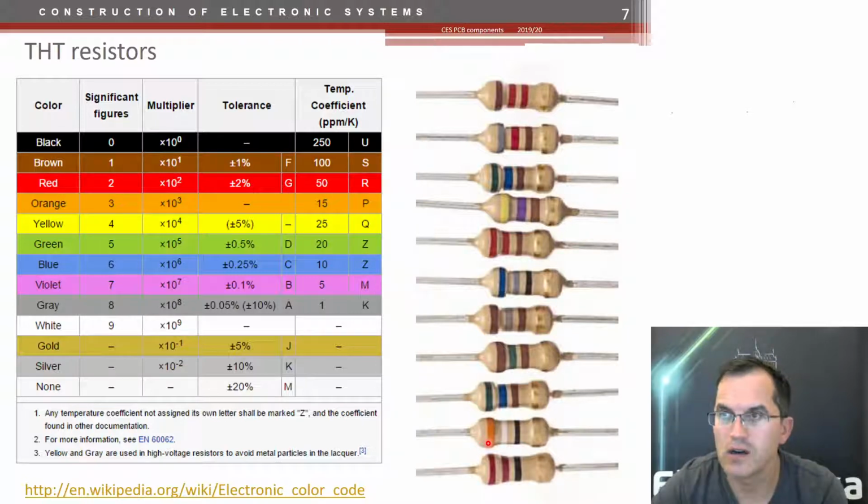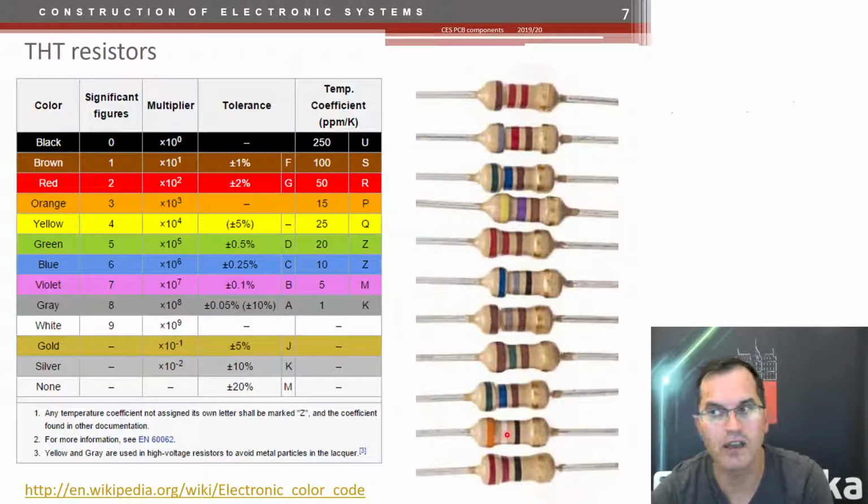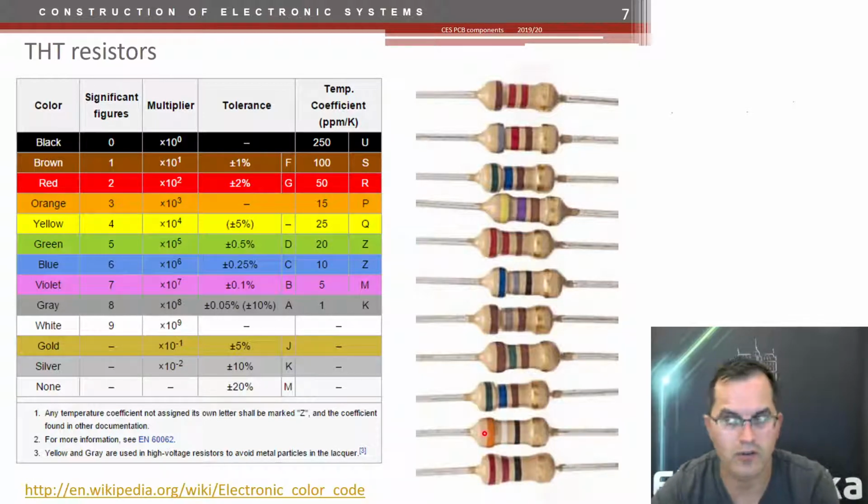Let's go to maybe that one. This is orange, so 3, white, 9, times 10 to the 0. So 39 ohms, not 390. And the last color is the tolerance. In case of gold, it is 5%.